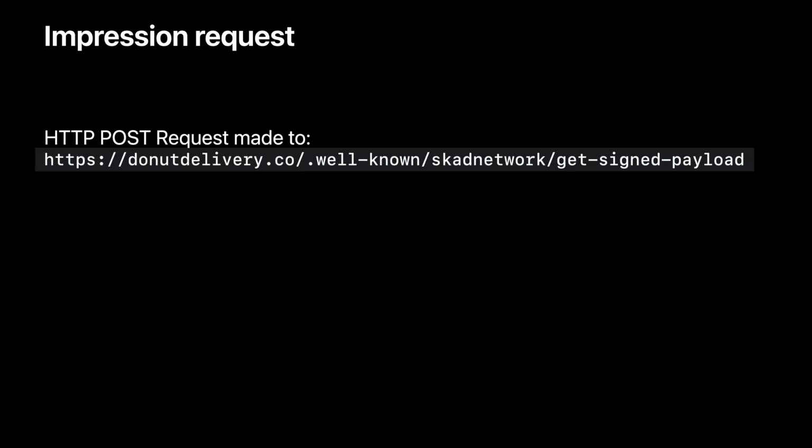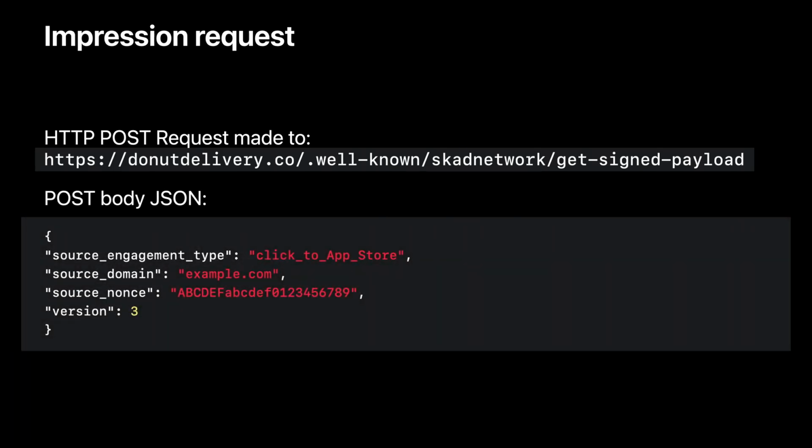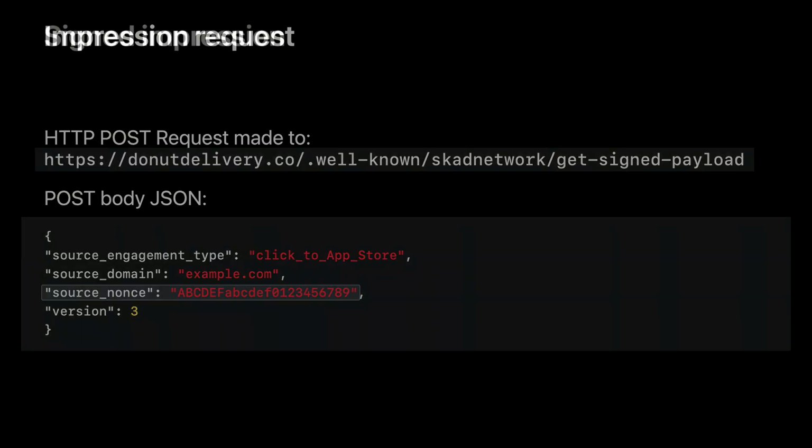SKAdNetwork will make an HTTP POST request to the URL constructed as just discussed. The POST body will be JSON. You will recognize the source nonce as being the same as in the original ad link. This value is what the ad network will use to identify the signed impression it wants to serve.